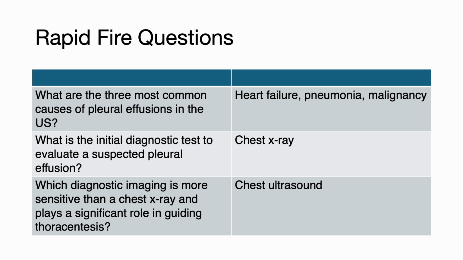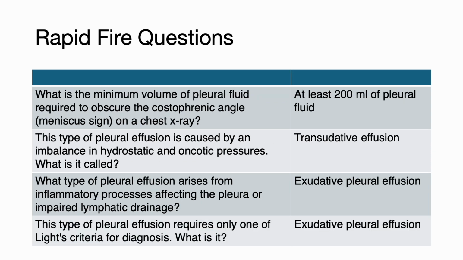Now let's do some rapid fire questions. What are the three most common causes of pleural effusions in the US? Heart failure, pneumonia, and malignancy. What is the initial diagnostic test to evaluate a suspected pleural effusion? Chest x-ray. Which diagnostic imaging is more sensitive than a chest x-ray and plays a significant role in guiding thoracentesis? Chest ultrasound. What is the minimum volume of pleural fluid required to obscure the costophrenic angle on a chest x-ray? At least 200 ml of pleural fluid.